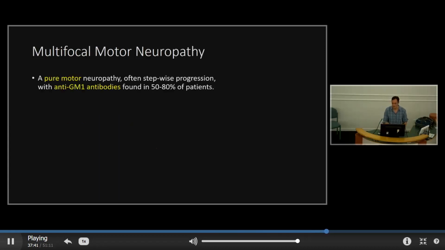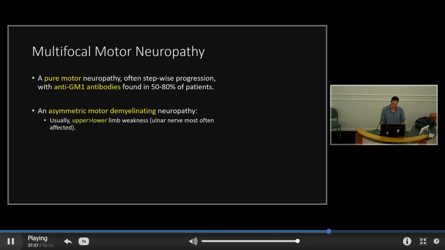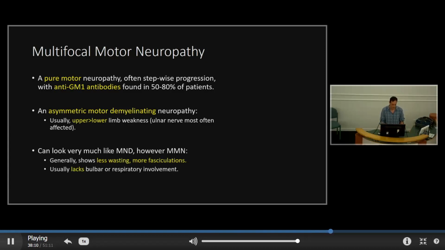Multifocal motor neuropathy is a pure motor neuropathy. This is a mimic of motor neuron disease. It's often stepwise, so it won't be progressive so much as it occurs in steps. And it's associated with a thing called anti-GM1 antibodies, which is found in the majority of patients. You can check for those. Now, it is asymmetric motor demyelinating, okay? And it, in contrast to vasculitic neuropathy, often goes for the upper limbs, and it likes the ulnar nerve.